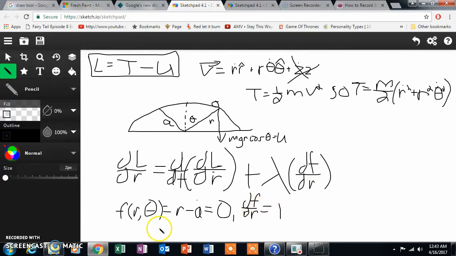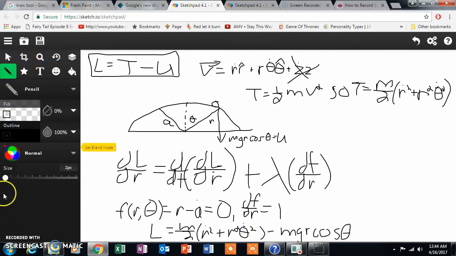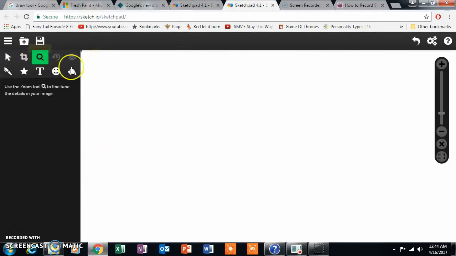I'm going to box in the equation, L equals T minus U, up there at the top left. So del F del r is equal to 1. So putting all of the pieces together, T minus U, we get the Lagrangian equation of motion, L, is equal to m over 2 times r dot squared plus r squared theta dot squared minus mgr cosine of theta.